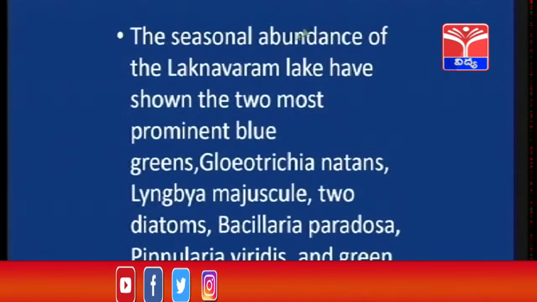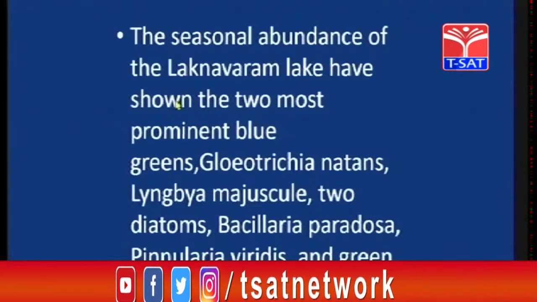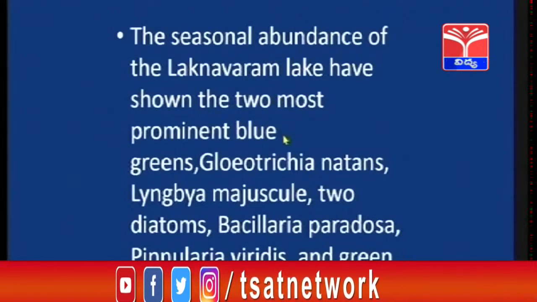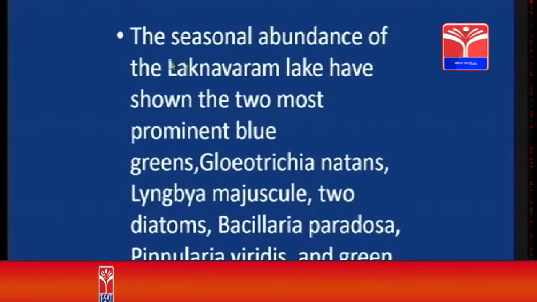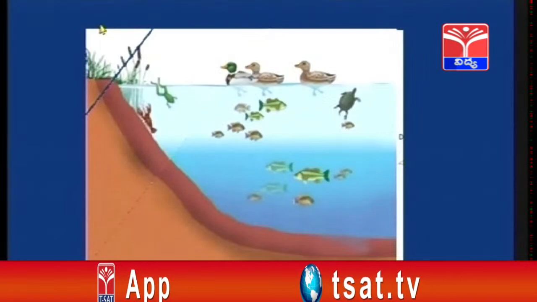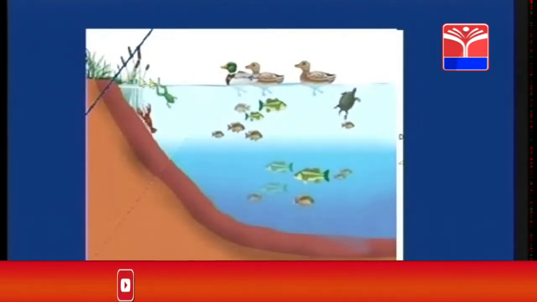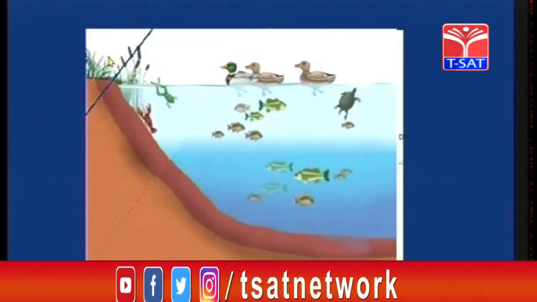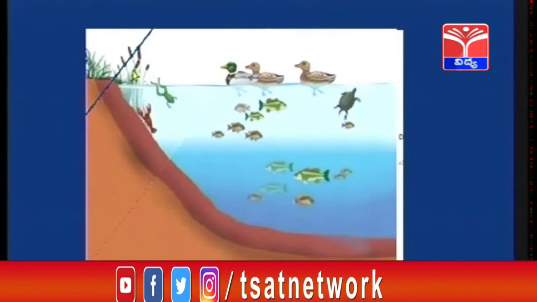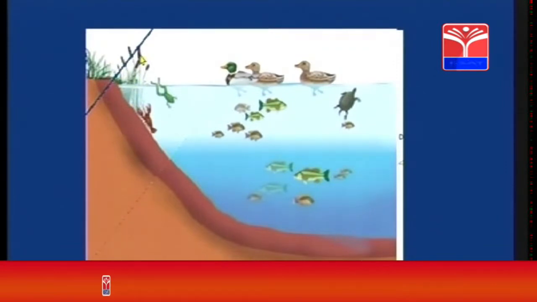The seasonal abundance of Laknavaram Lake has shown the two most prominent blue-greens, and these types of algae are present in this lake, children. So children, this is the freshwater lake. Again, you can see these are the ducks, frogs, fishes, tortoise, crabs, right? These are the plants which are rooted to the shelves, children, continental shelves.